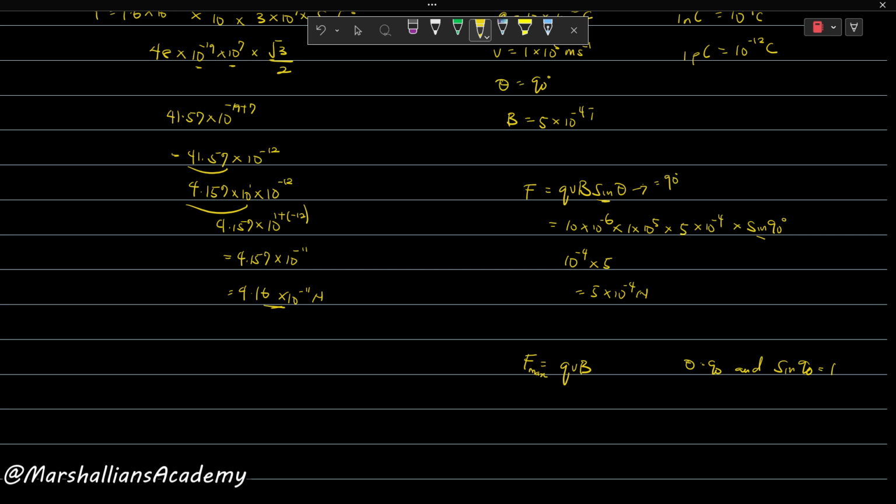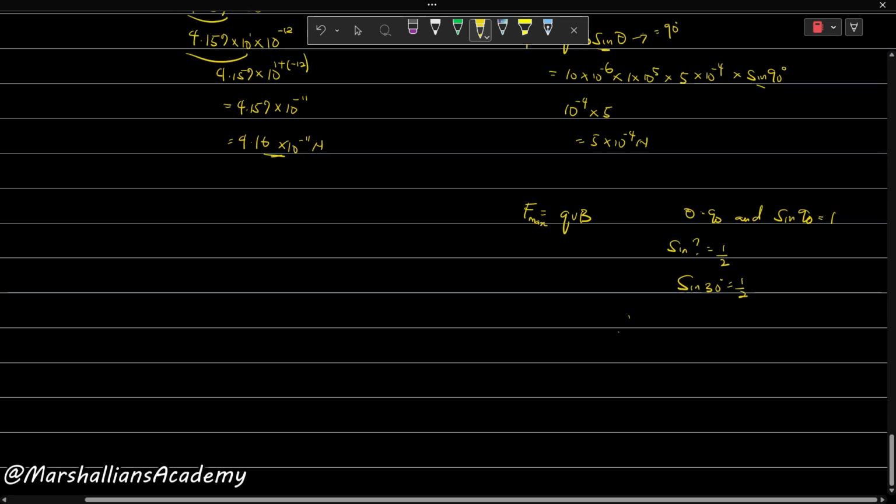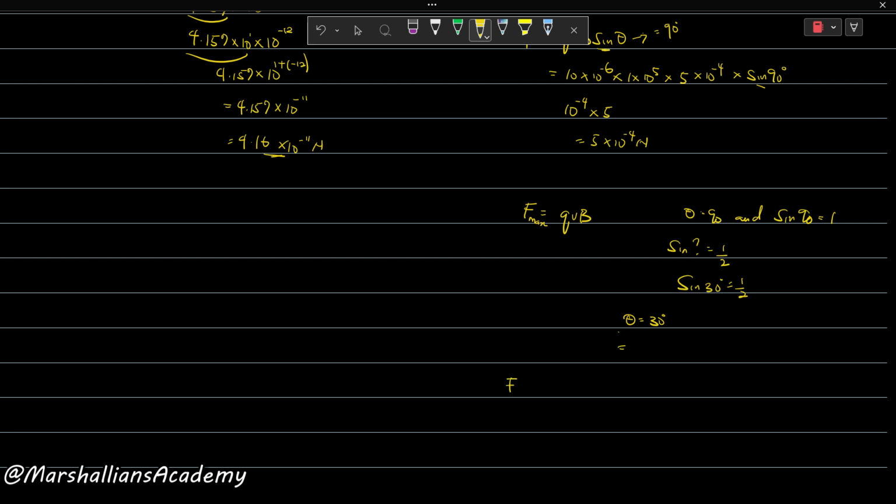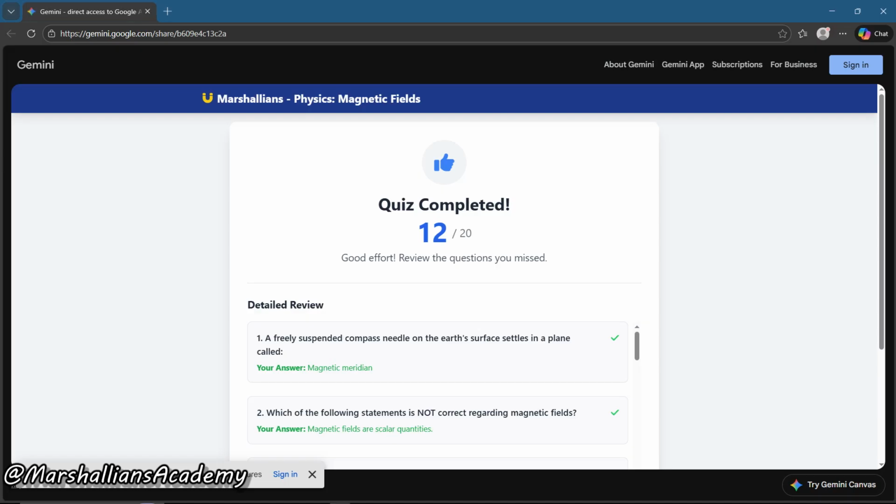When do we experience half of QVB? The sine of what angle would be equal to 1 over 2? If you remember your special angles, the sine of 30 is equal to what? 1 over 2. Are we together? So theta has to be equal to 30 for you to get half. Let's do QVB sine theta again. F is equal to QVB sine 30, which will give you QVB multiplied by what? Half. So the angle has to be 30.